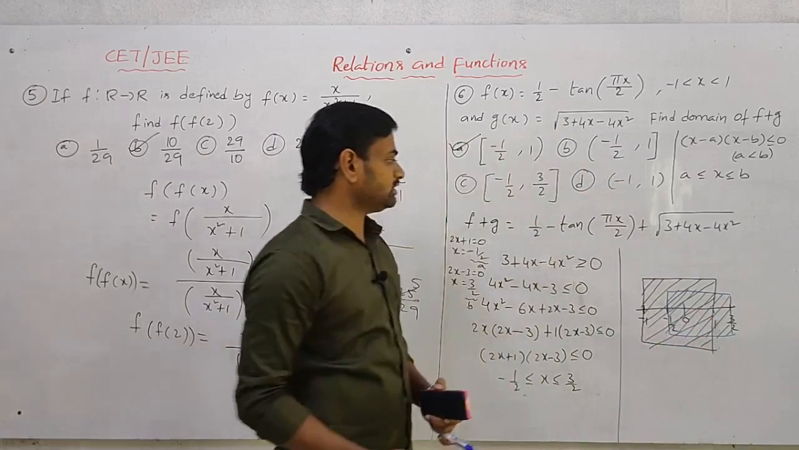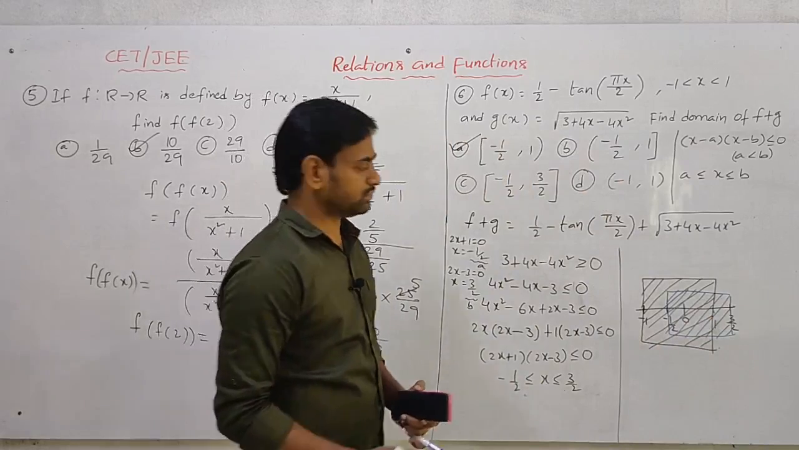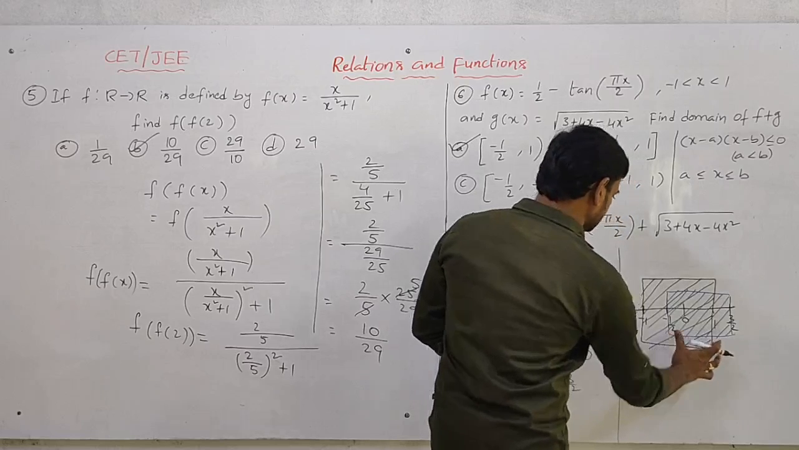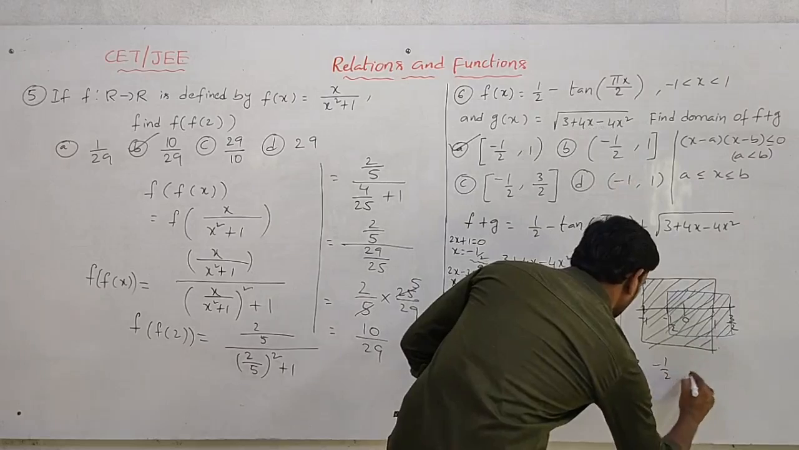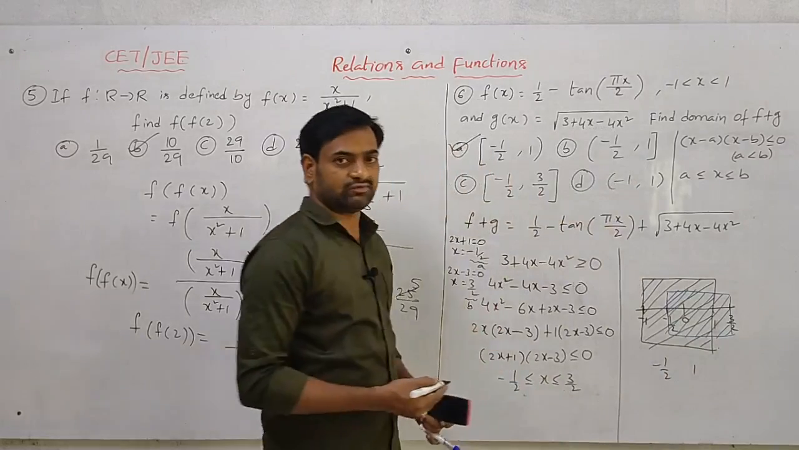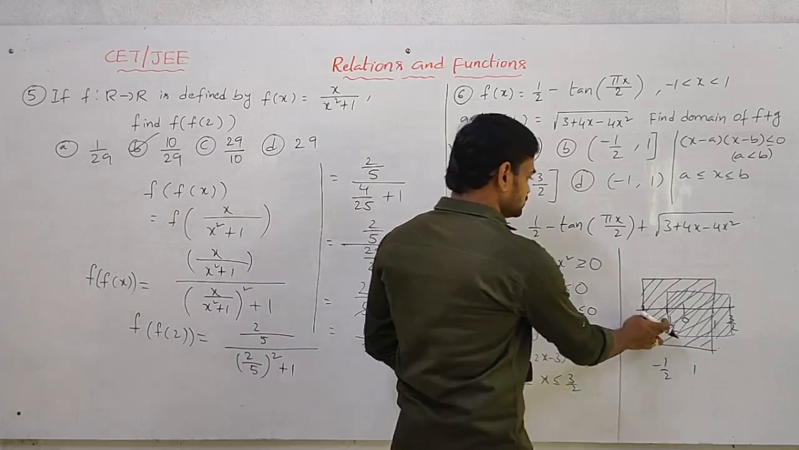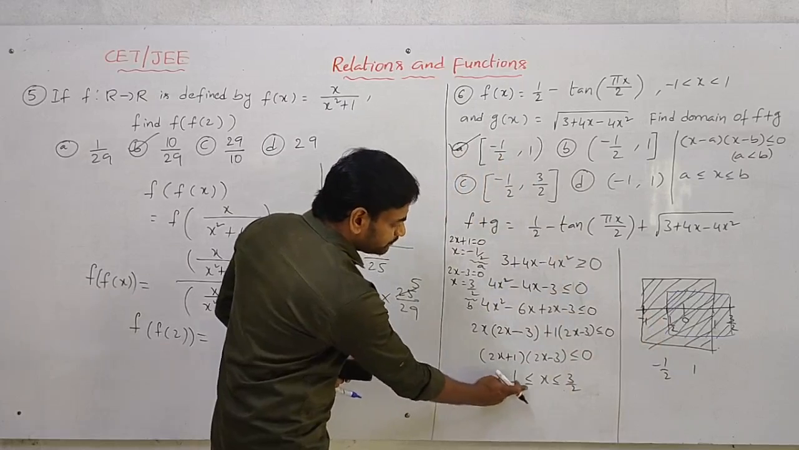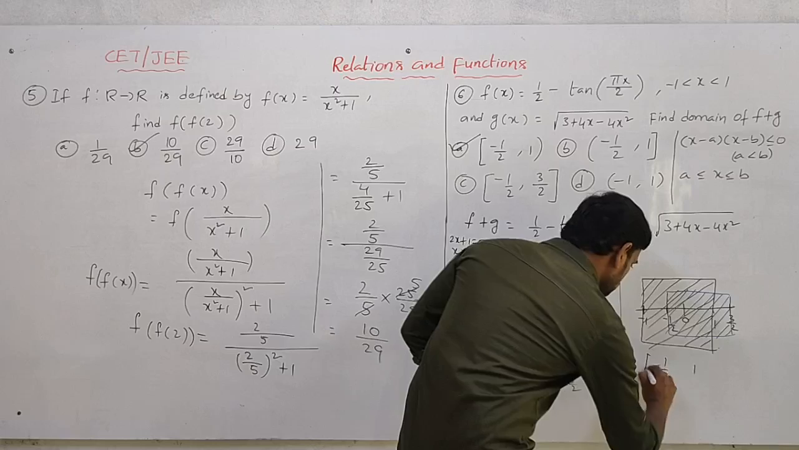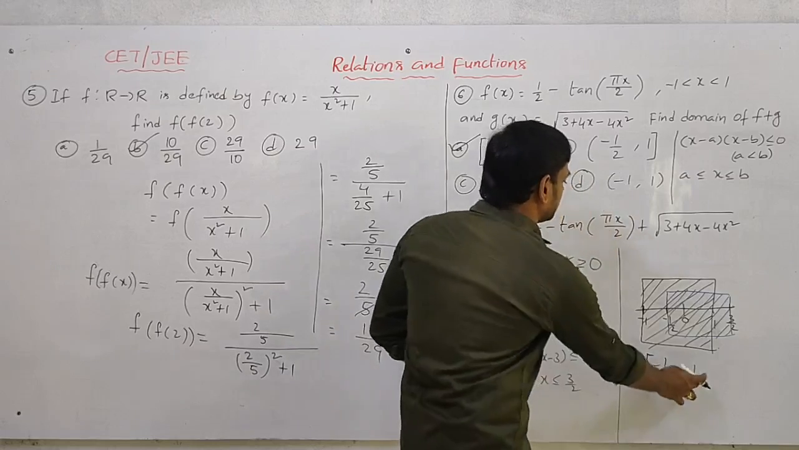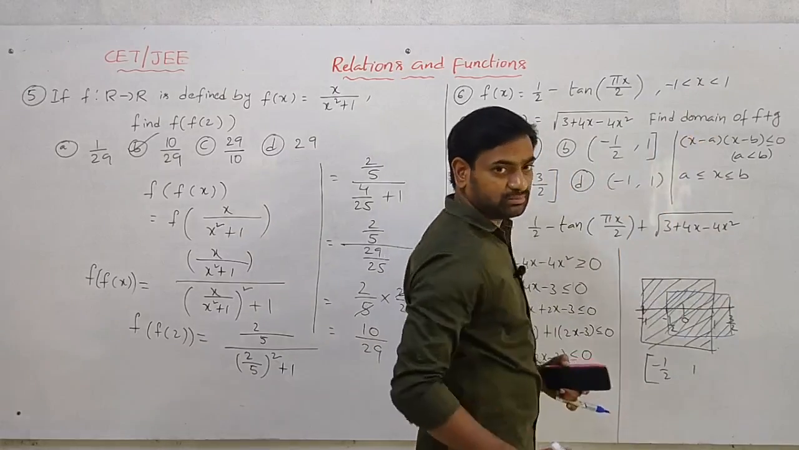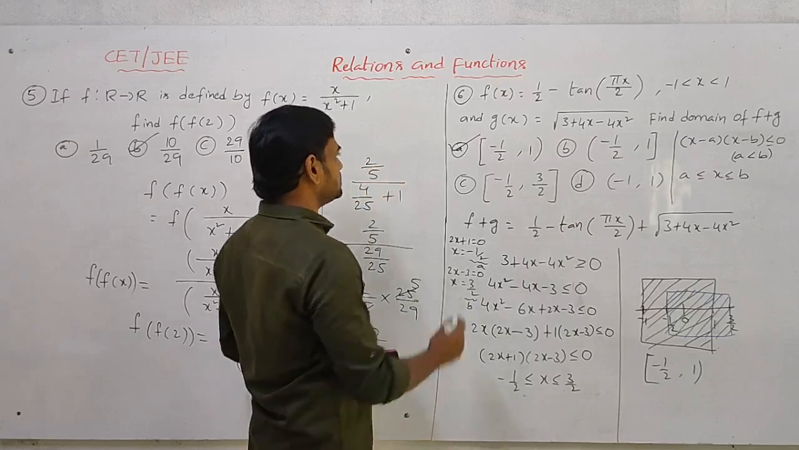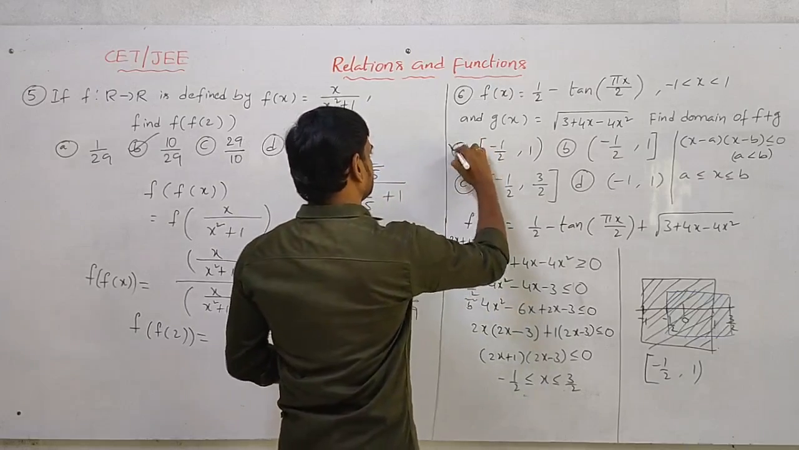Now, what is the common region for these two? This is the common region, that is minus 1 by 2 to 1. Which bracket do we have to apply? For minus 1 by 2 there is an equal symbol, so it is a closed interval, and for 1 there is no equal symbol, so it is an open bracket. So the answer is option A.